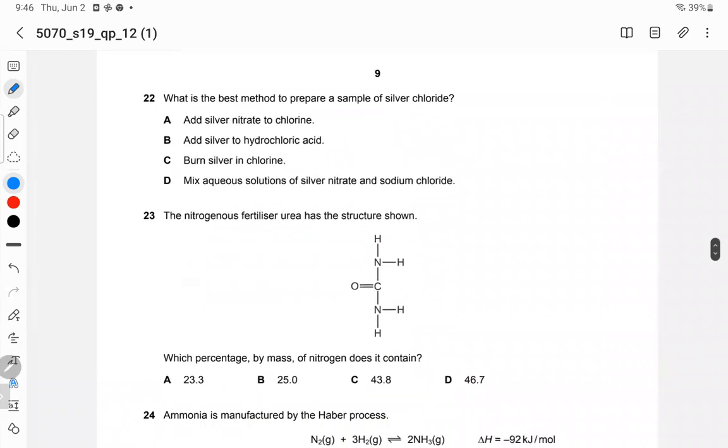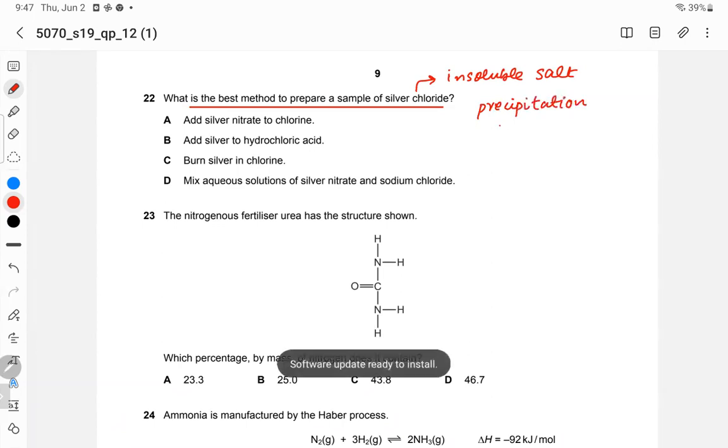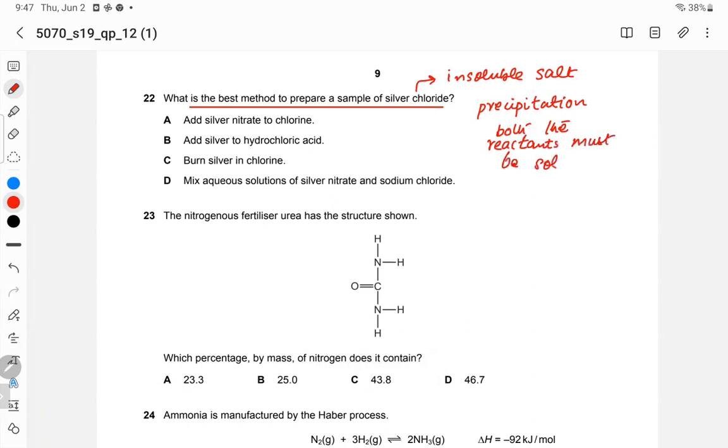Now question number 22. Who can tell me the answer? What is the best method to prepare a sample of silver chloride? If you recall, silver chloride is an insoluble salt. And if it's an insoluble salt, the answer is D, the precipitation method. If we look at the precipitation method, it means that both the reactants must be solid.